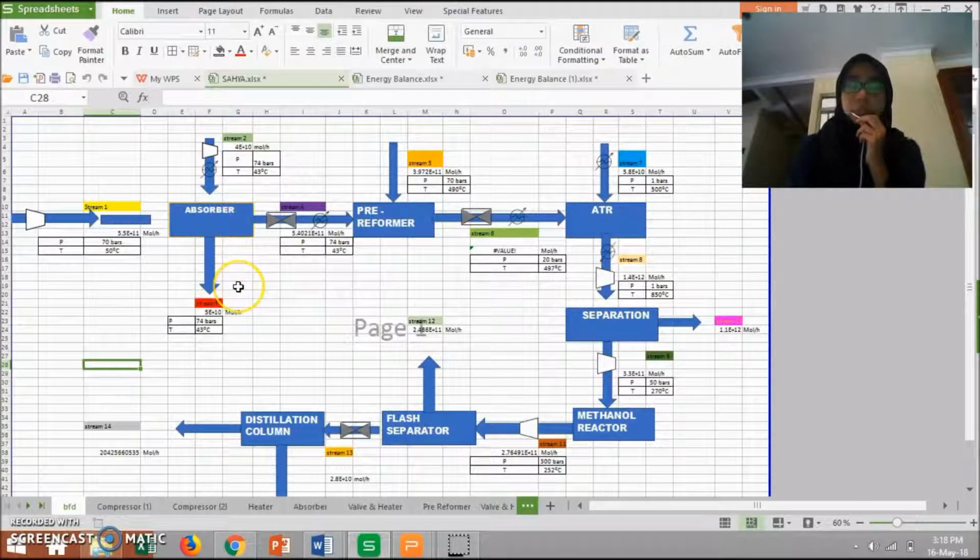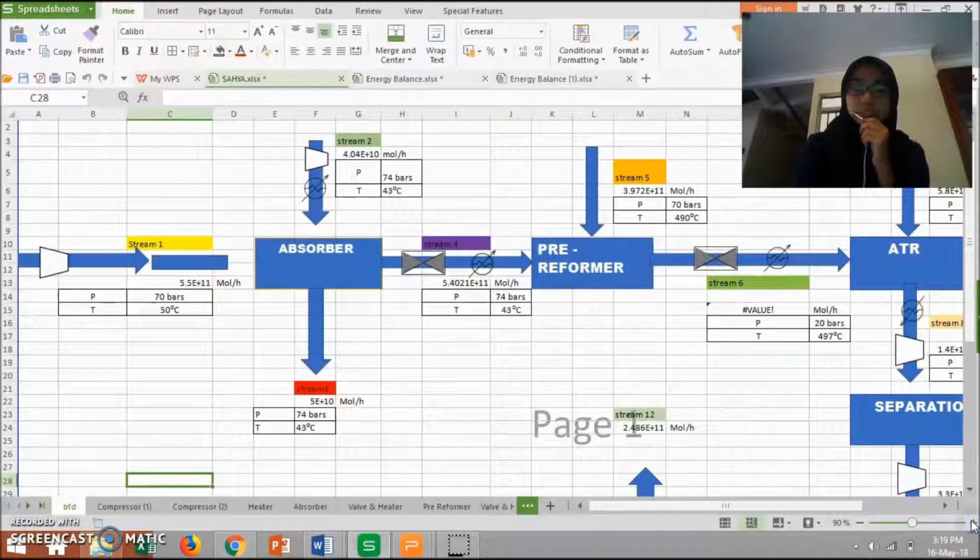Okay, so for our design project, we have divided it into several parts. First, I will explain the first three units, which are the absorber, pre-reformer, and also ATR, which is the autothermal reformer. We also put some compressors and valves to adjust the pressure, and also some boilers and coolers to adjust the temperature. So let's take a look at the first unit, which is the absorber.